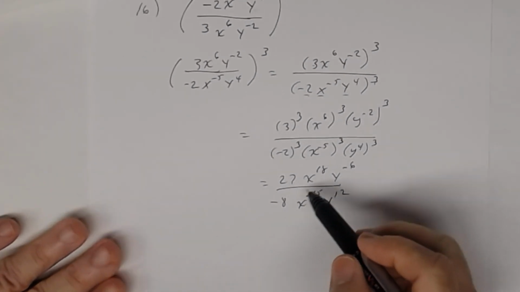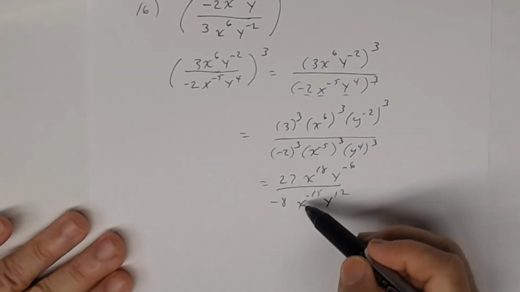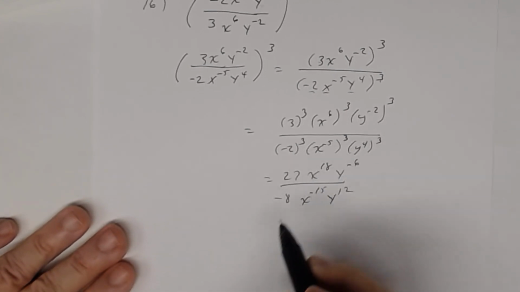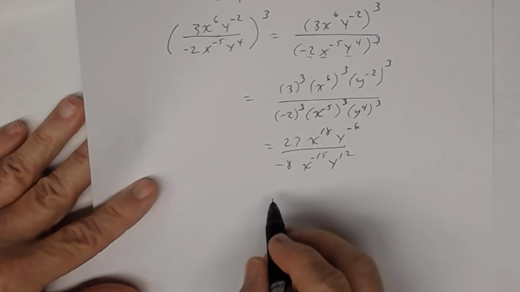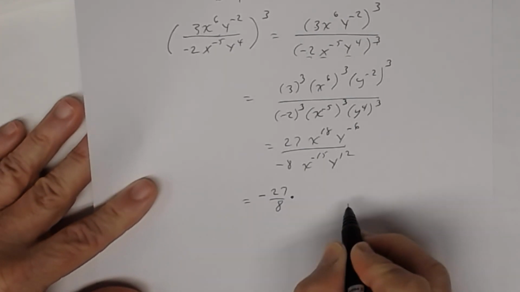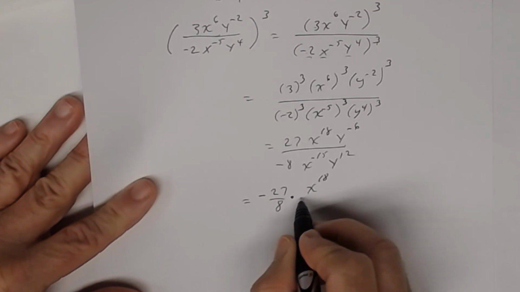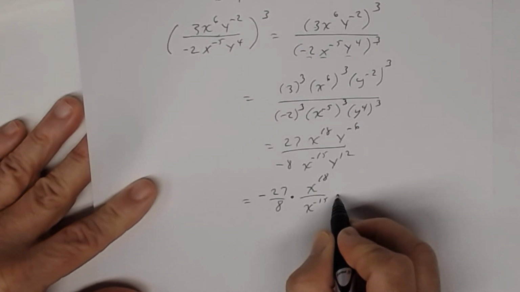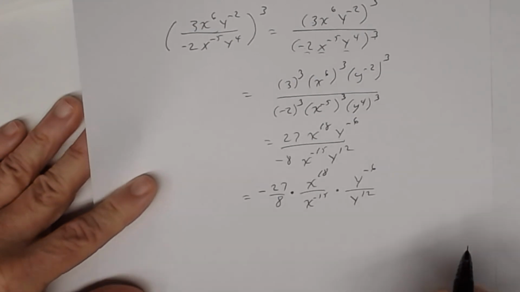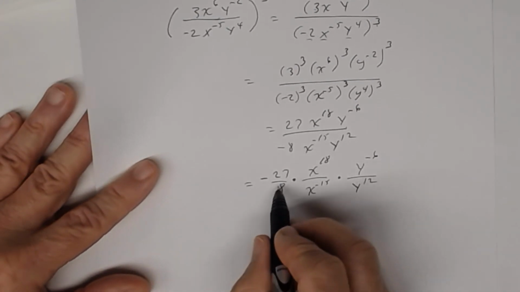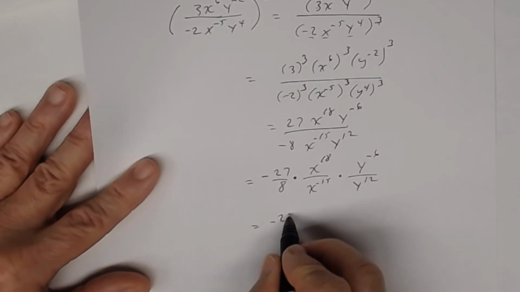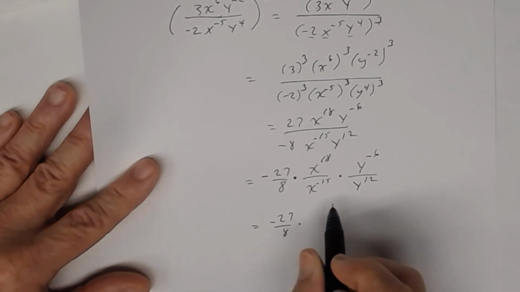Now, I still have negative exponents, but I also see that I am dividing like bases here. So what I would do is write it like this first. I would say, well, that's going to be negative 27 divided by 8 times x to the 18th divided by x to the negative 15th times y to the negative 6 divided by y to the 12th. And then let's simplify each of those fractions. So negative 27 over 8 I cannot reduce. I'm going to leave it as a fraction.